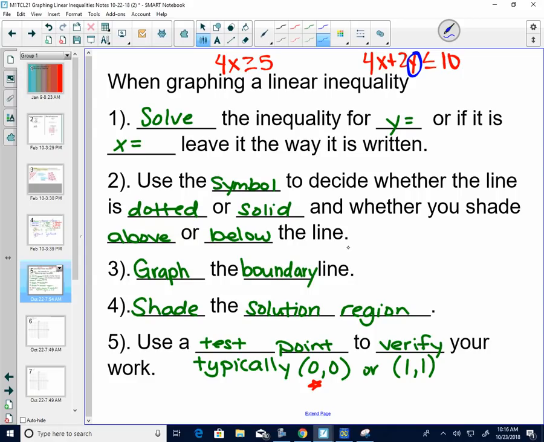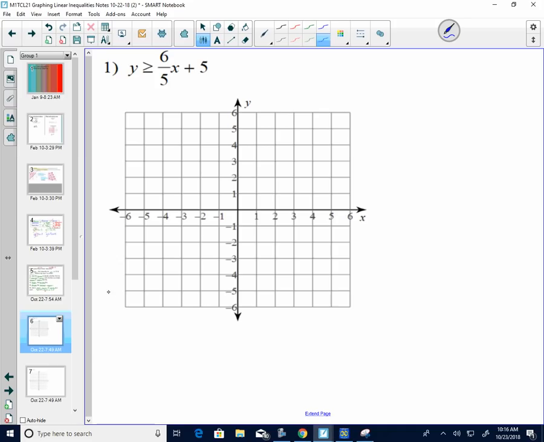So we did that yesterday in some examples, we were able to determine dotted or solid, above or below, before we ever started graphing. And then you graph the boundary line. You simply graph the line that you have solved the equation for. Then shade the solution region. And then, of course, you always want to test a point to verify your work. So let's work through some examples.